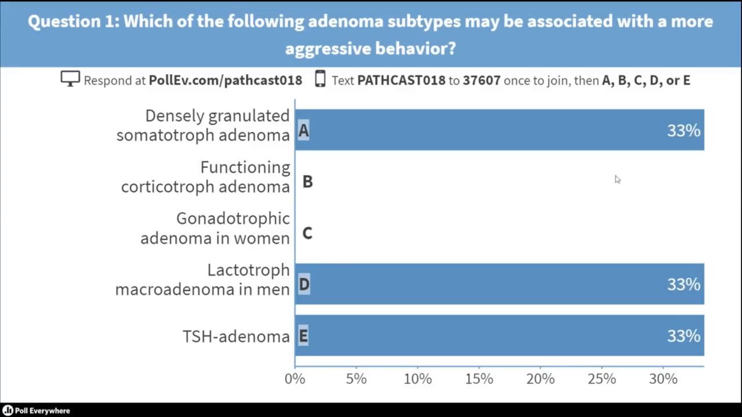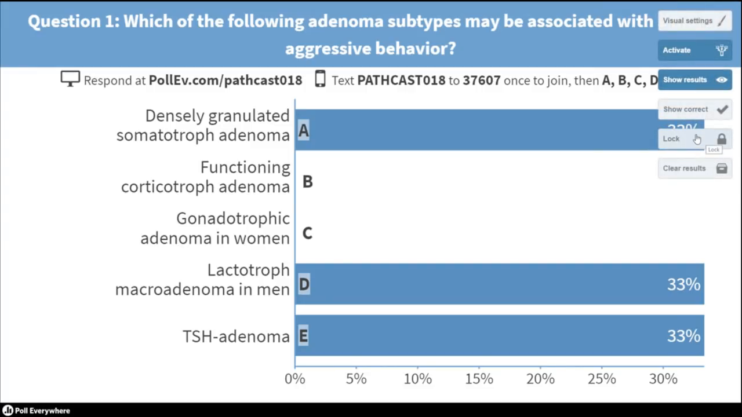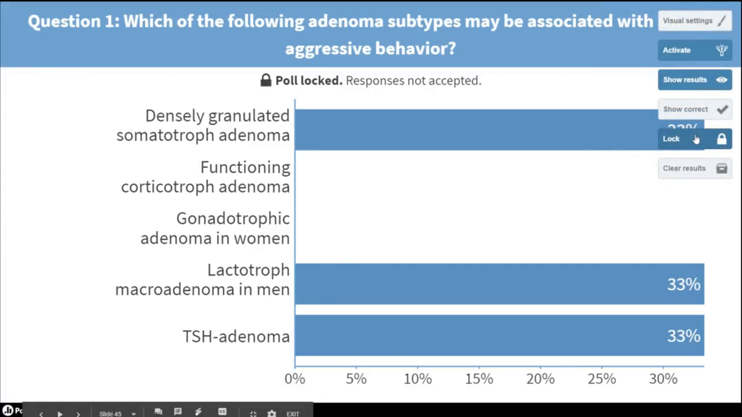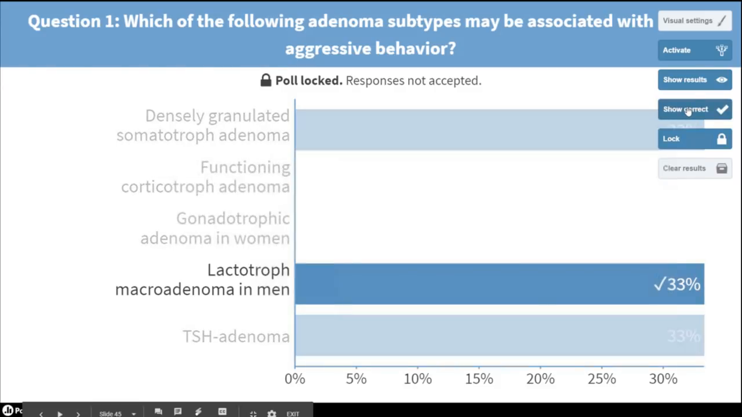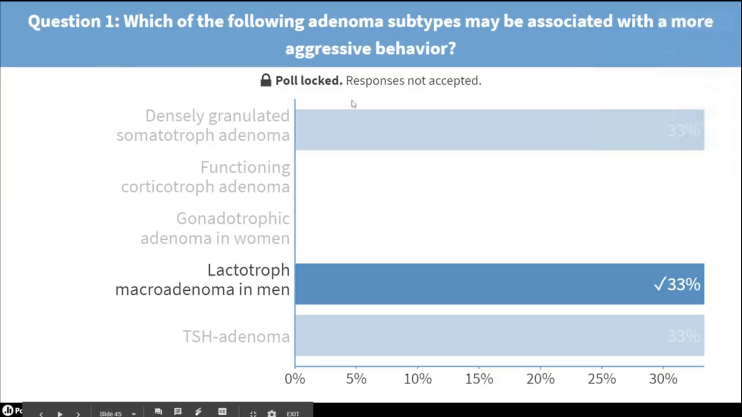All right, so we'll look at the results. We have an evenly split vote, actually. The correct answer is lactotroph macroadenoma in men. It is actually the sparsely granulated somatotroph adenomas that are associated with a more aggressive behavior.